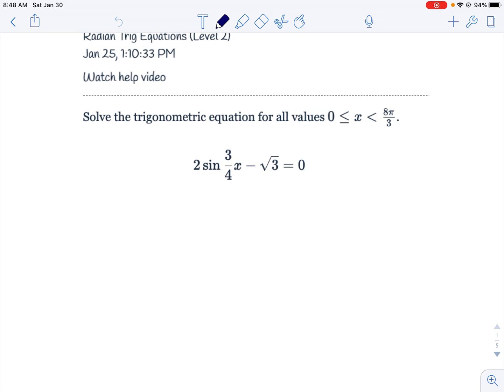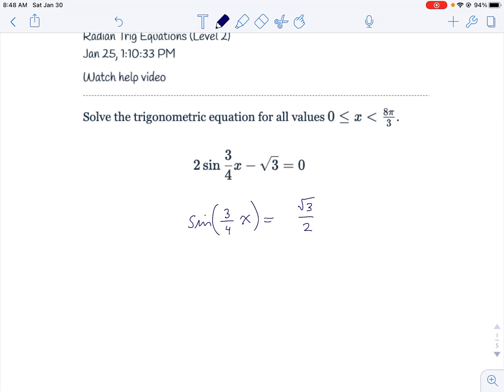So I'd like you to try to isolate that sine of 3/4 x and solve it on your own. But then when you get stuck, hit play again, and I'm about to go through the answer right now. So the first step, I would add a root 3 to both sides, and I would divide by 2. And so that's just a little bit of algebra. So that leaves me with sine of 3/4 x equals root 3 divided by 2.